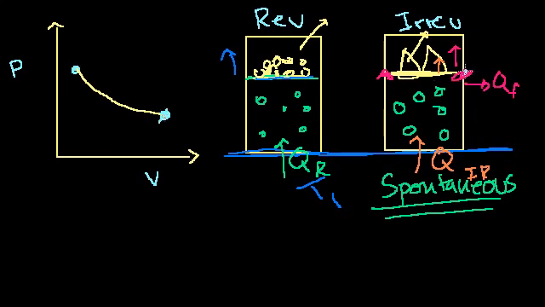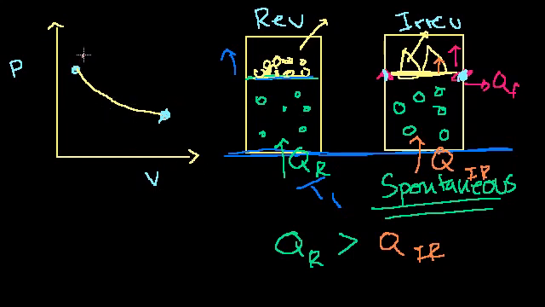But because it's generating some of its own heat from the friction, it's going to need less heat from the reservoir. So let me write that down. The heat absorbed by the reversible process is going to be greater than the heat absorbed by the irreversible process. And that's because the irreversible process is generating friction. Fair enough.